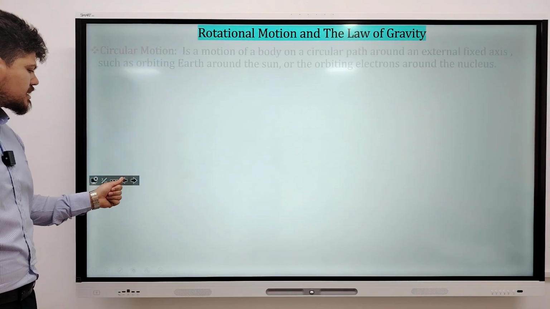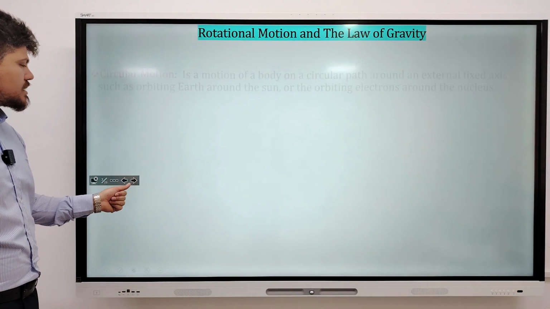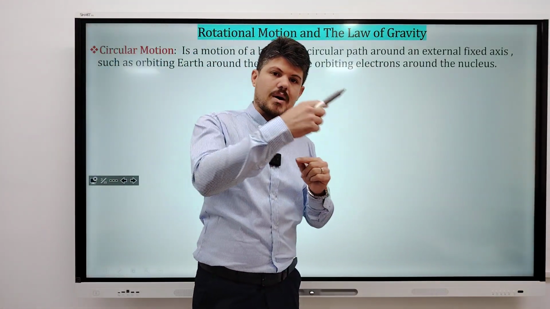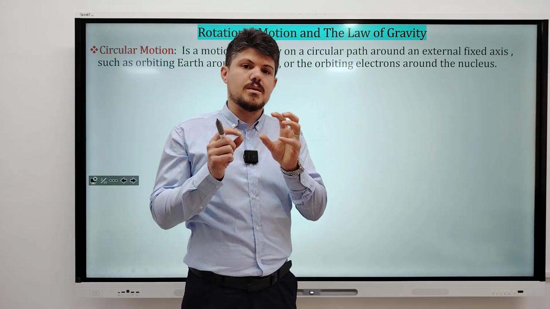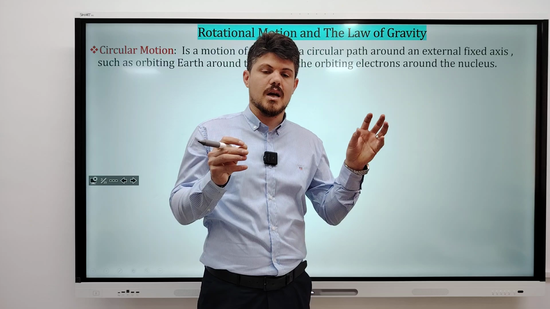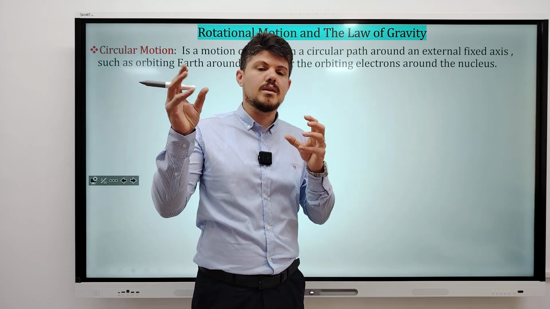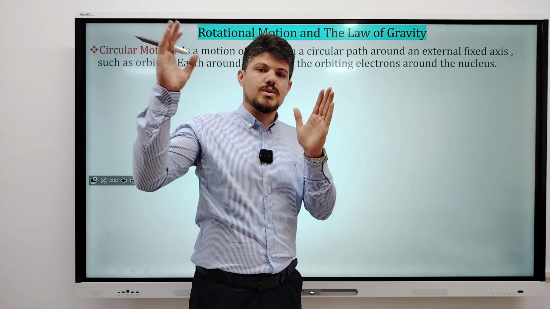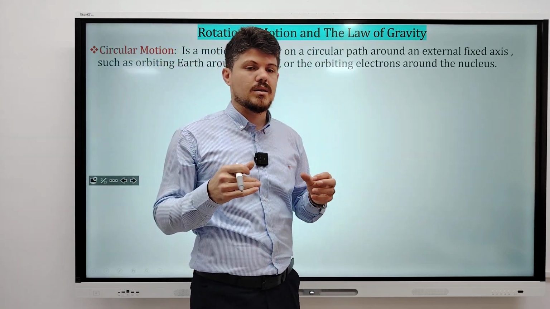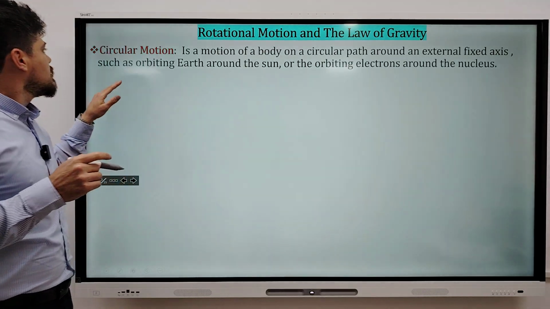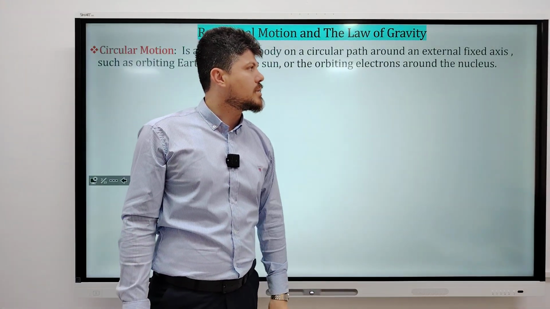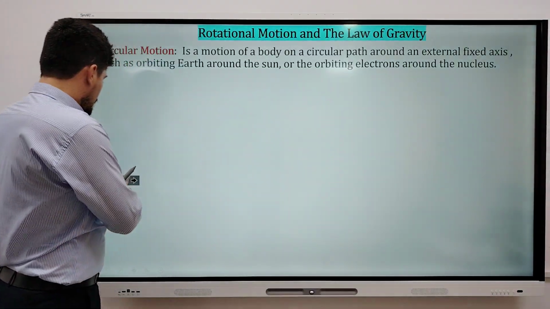So what do you mean by an external fixed axis? It means that when this object is orbiting around this axis, there is a separation between the axis of the circular motion and the object. For example, the Earth orbiting around the Sun. There is a distance between the Sun and the Earth, such as the Earth orbiting around the Sun or electrons orbiting around the nucleus.